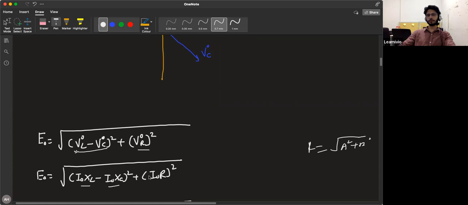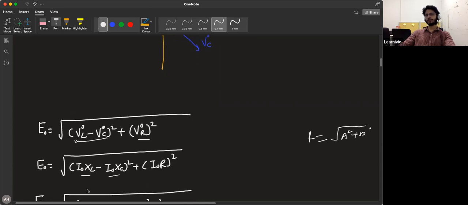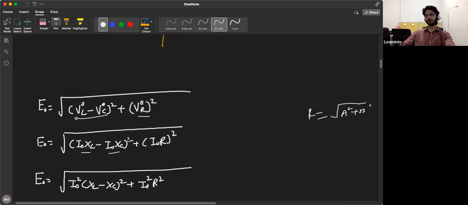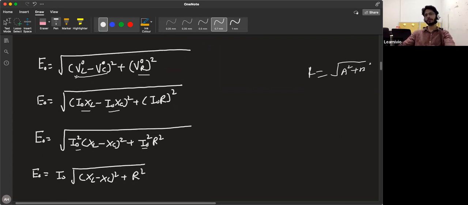Sir, it's not just I naught, it's basically I naught square, right? Because in both the terms there is a square. So we can take I naught square common. So it's I naught square XL minus XC square plus I naught square R square. I'm taking I naught square common from both of them. So when we take I naught square outside the root, it will be I naught only. So it's I naught times root over XL minus XC square plus R square. So we have EMF is I naught into root over XL minus XC square plus R square.